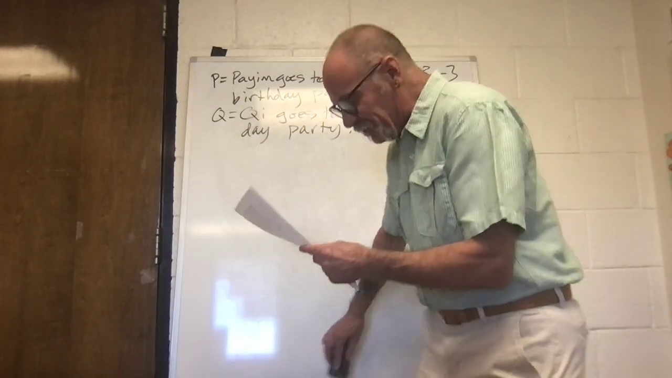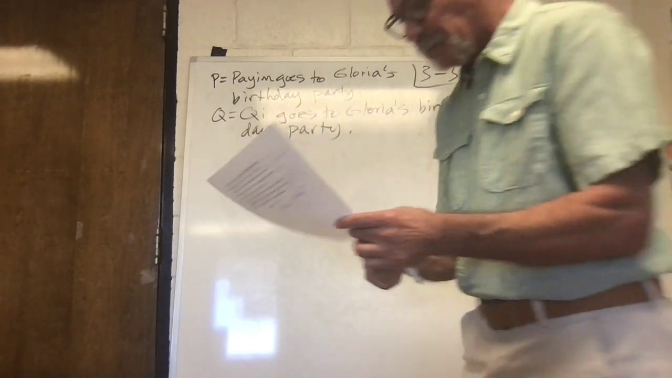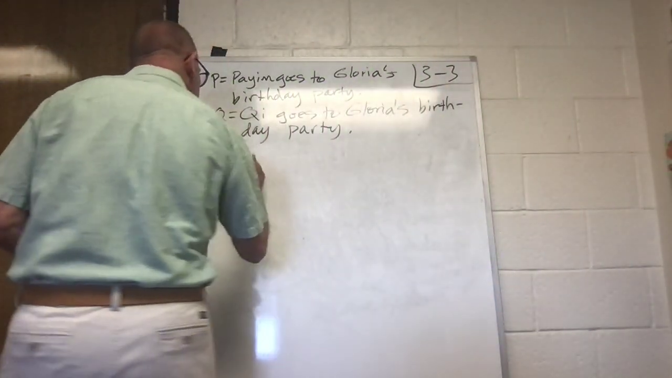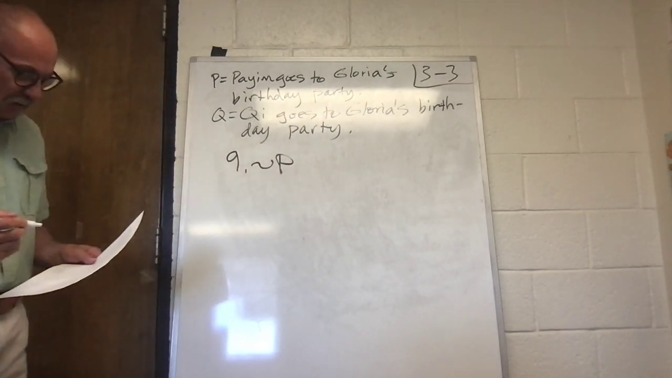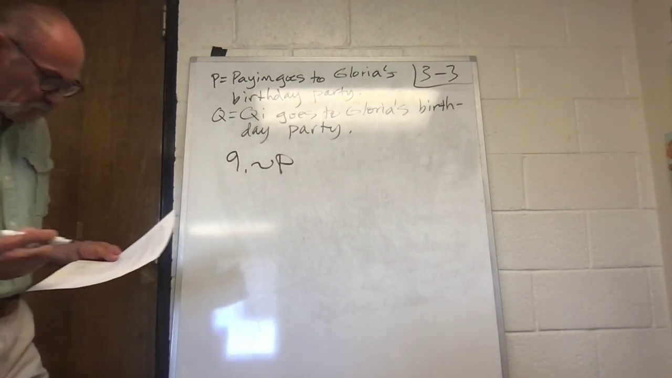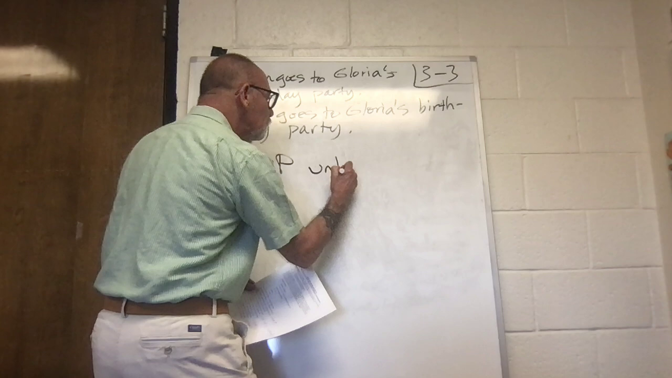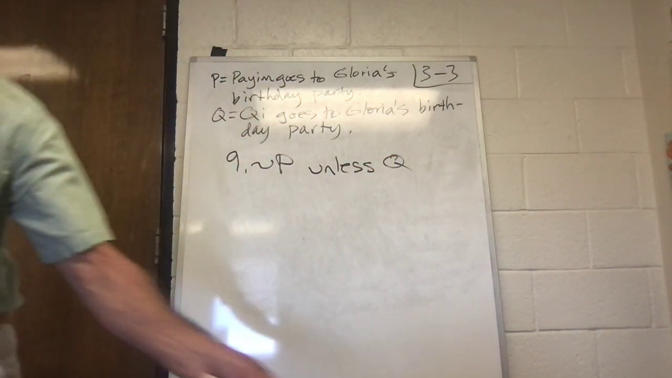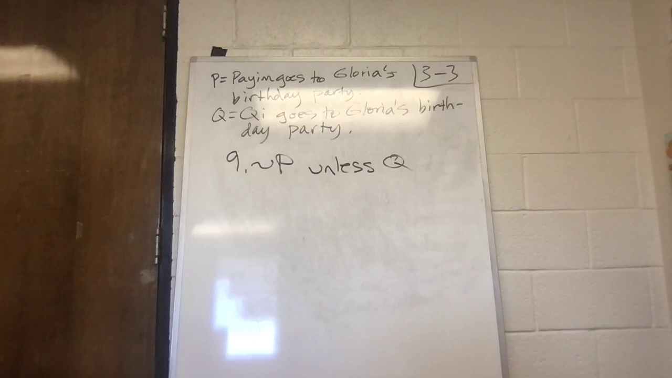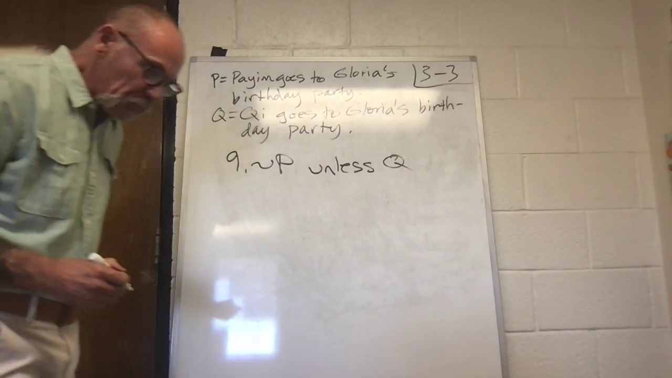All right, I want to go down to number 9, which says Piam won't go to the birthday party, so that's the negation of P. Piam won't go unless Key does. As an intermediate step, then, we'd have negation sign P unless Q.